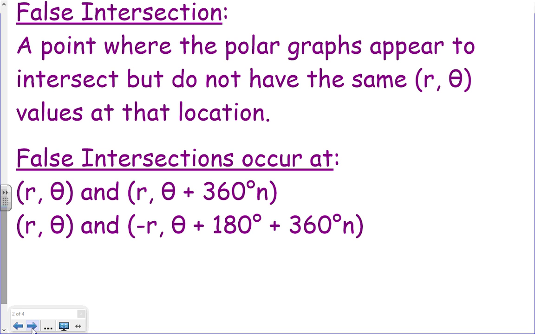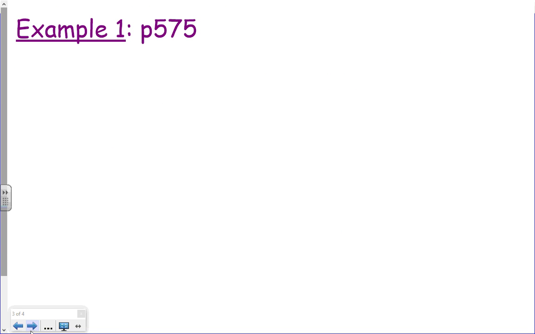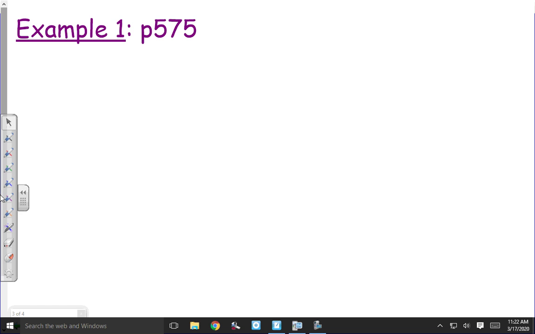All right, so let's take a look at an example. Look at example 1 there on page 575 in your book. It says to find the solution to the system consisting of the limaçon, r is equal to 3 plus 2 cosine of theta, and the four-leaved rose, r is equal to 5 sine of 2 theta, in the domain from 0 to 360. All right, well, let's write down the two equations that they've given us here. We're going to sketch these in just a minute. Let's write down our equations here.